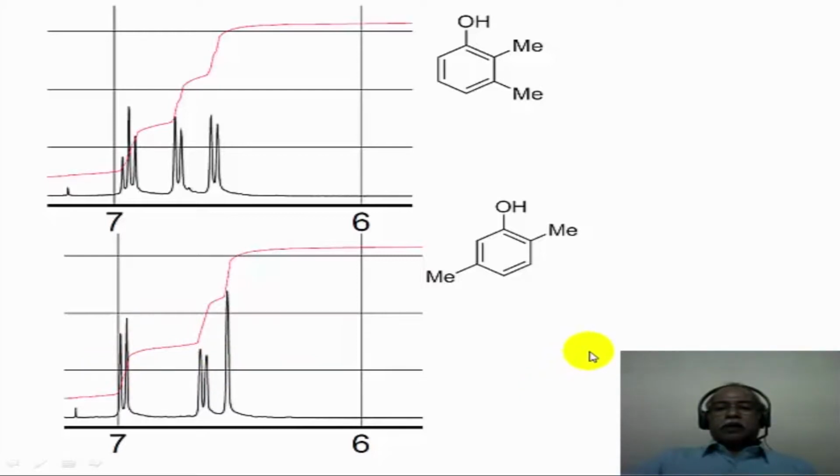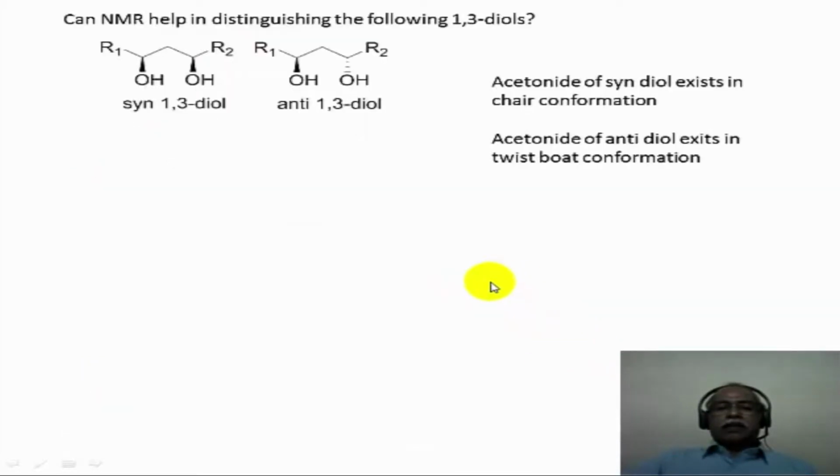Let us move on to the next problem. This is a fairly complex problem. One needs to understand certain chemistry aspects of the molecules to be able to answer this question. The question is, can NMR help in distinguishing the following 1,3-diols? This is a syn-1,3-diol and this is an anti-1,3-diol. They are diastereoisomers in terms of the stereochemical relationship. The question is, can NMR distinguish these two?